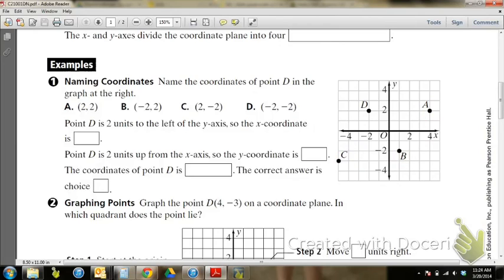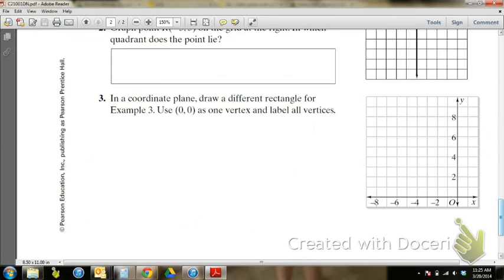And in quick check 3, draw a different rectangle for example 3. You're still going to use 0, 0 as a vertex, and label all corners. So make a rectangle. I don't know if you have to do 3 and 5. You could probably pick any numbers, but make a rectangle and label all of your corners. And we'll check your work in class.